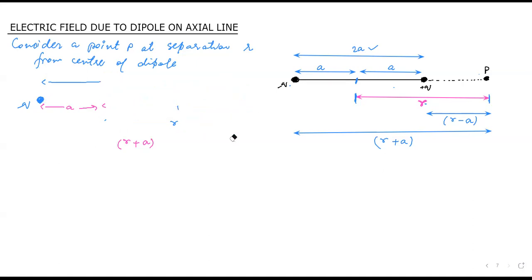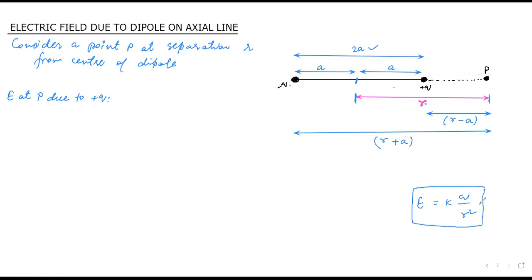Now, we are taking this diagram. We are going to calculate it now. What is the value of E, in the sense electric field, at point P due to plus Q charge? All of you remember the electric field equation? The equation of electric field is KQ over R square. Do you remember it from the last lecture?